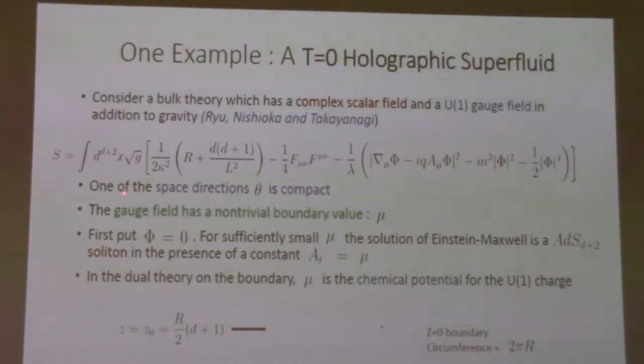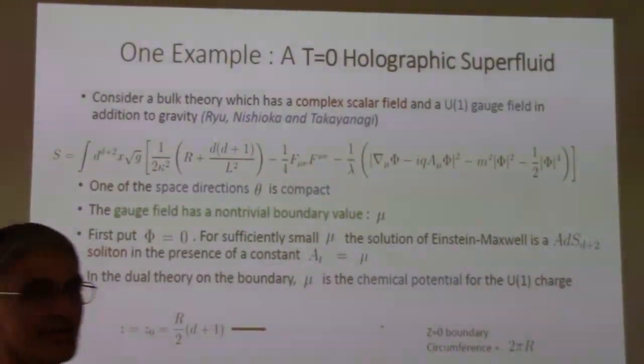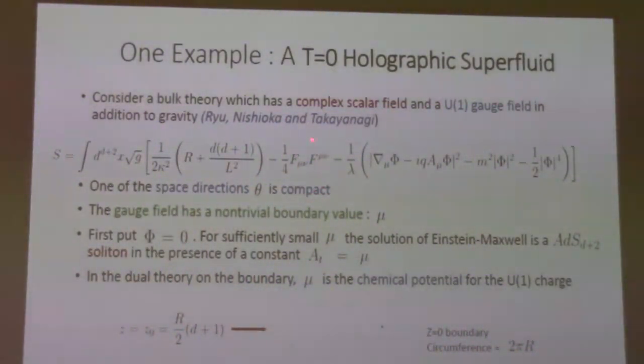The thing about this is that you make one of the space directions compact. In string theory, you are going to put in supersymmetry breaking boundary conditions on that compact direction. And if I didn't have any of this stuff, then it is known that the dual is an AdS soliton. In the presence of the gauge field, what these people did was to put in a gauge field which is just a constant. That would correspond to a chemical potential of the boundary field theory. So first let us put the scalar field to zero. Then it turns out that for sufficiently small mu, which is the chemical potential of the dual field, the solution of the AdS Einstein-Maxwell theory is an AdS soliton in the presence of a constant A_t.